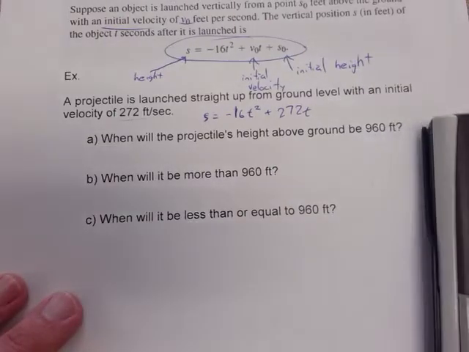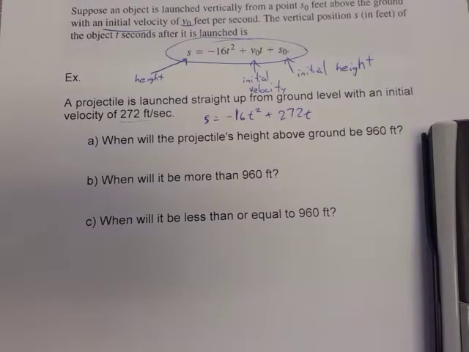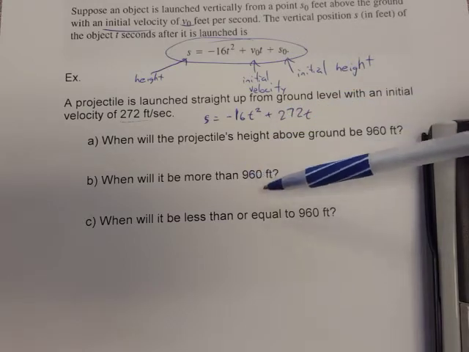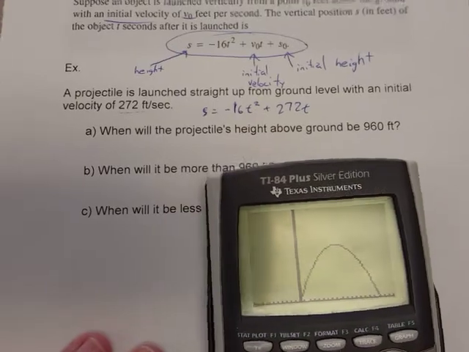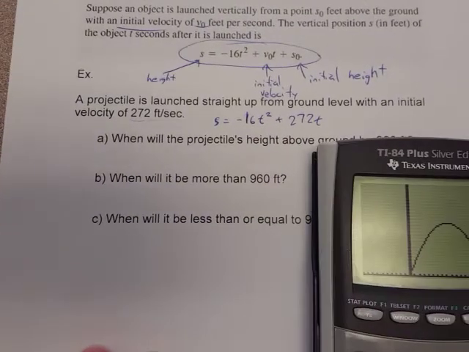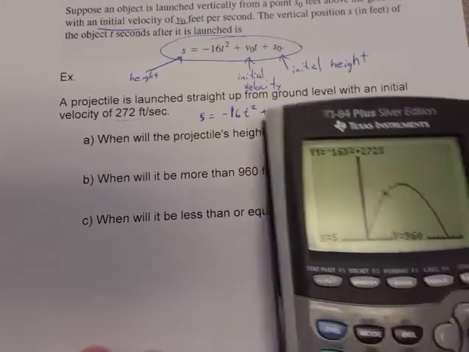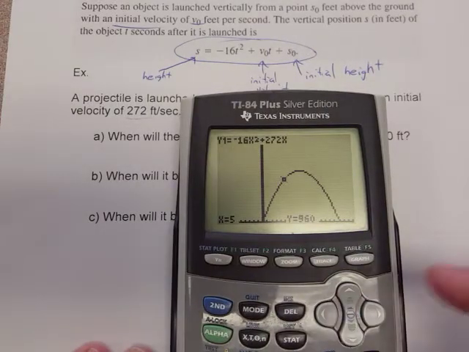So the questions, notice the questions say, when will the projectile's height be 960 feet above the ground? When will it be more than that? When will it be less than that? So here's the other thing that we need to do in this problem: we need to figure out where 960 is. Now we could trace it and just try to get 960. For some reason it is at 960 already. That's kind of nice, I guess.